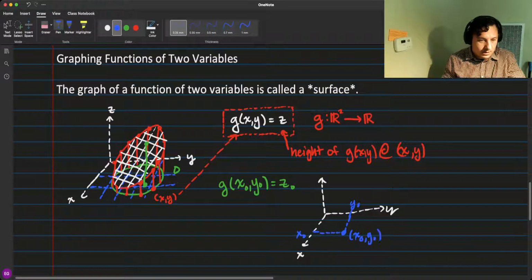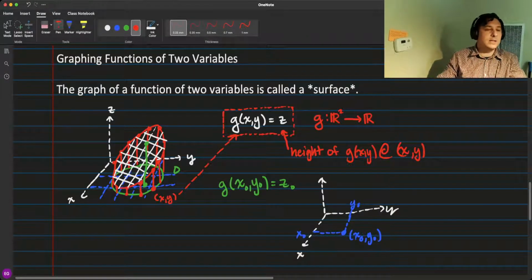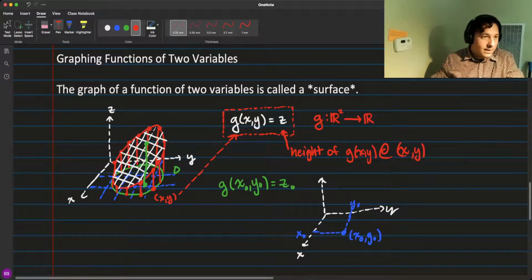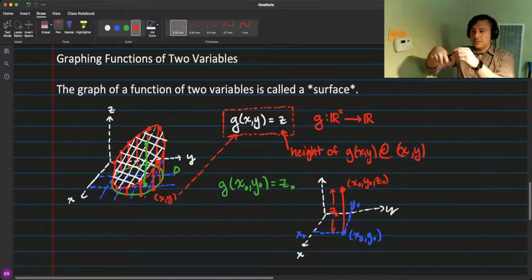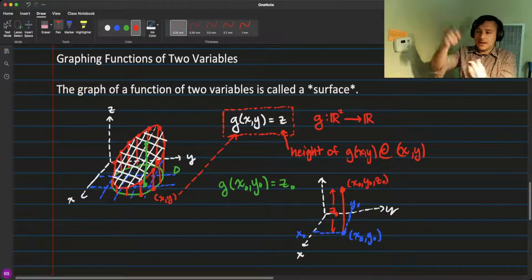Now, let's say that when you plug x naught, y naught into g, you get z naught. That means how high up do you go from that point to get the point on the surface? So this point right here is x naught, y naught, z naught. The height of that point is z naught. The x naught and the y naught tell you where you are in the plane that positions you at the point, and then the z naught tells you how high up you have to go.